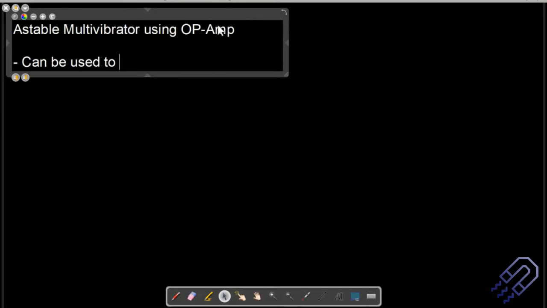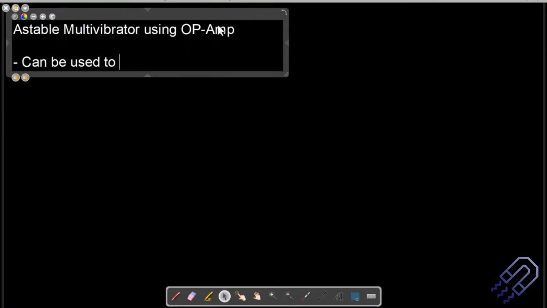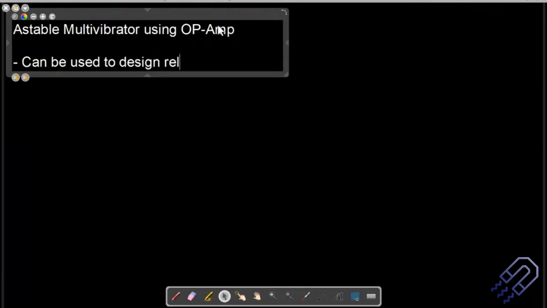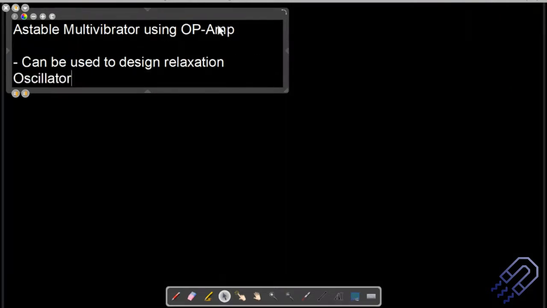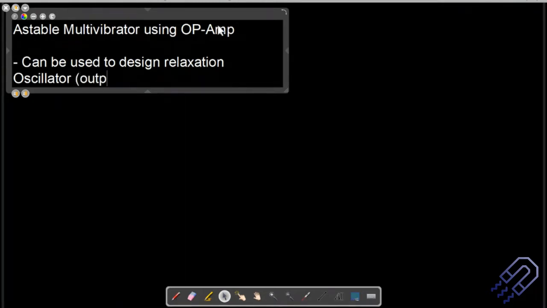For example, the Schmitt trigger. The Schmitt trigger is there in most undergraduate courses, and it is actually used in the astable multivibrator. So where can we use it? As I said, it can be used to design a relaxation oscillator. And when we talk about a relaxation oscillator, it simply means that the output is non-sinusoidal.